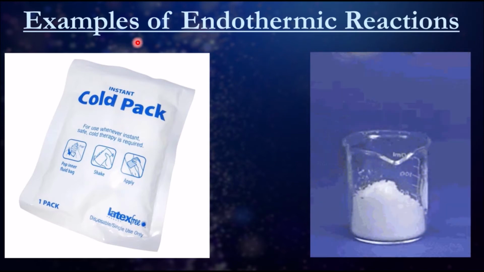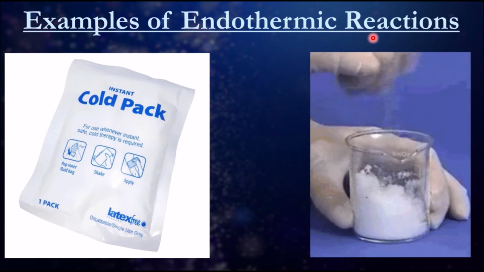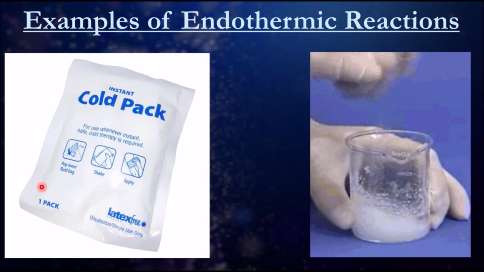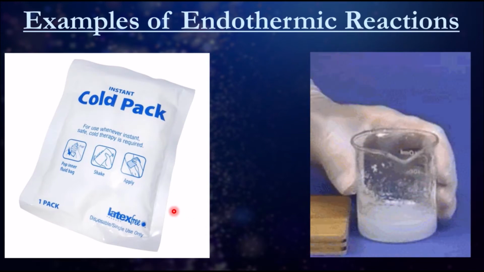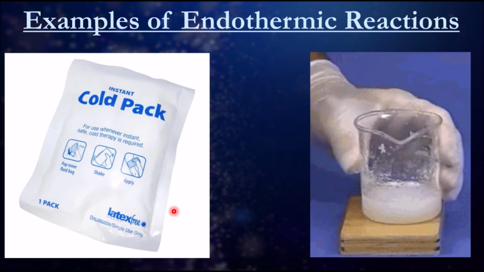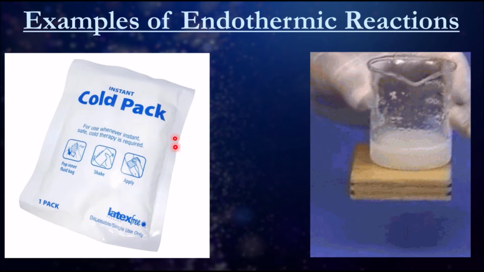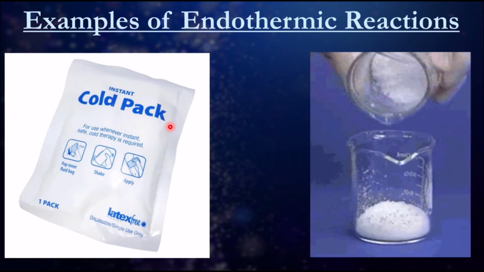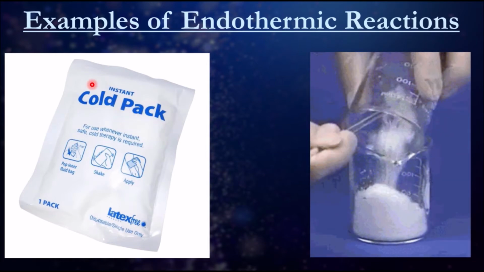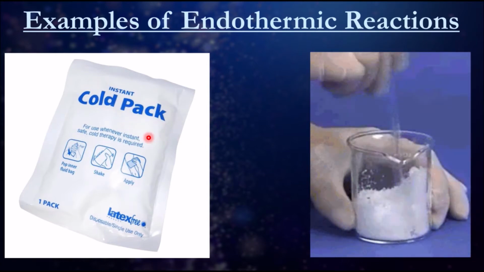Firstly though, let's look at some examples of endothermic reactions. We have an ice pack. When you break it apart, we can see it gets colder, and that's because we're causing a chemical reaction. I think it's ammonium nitrate inside of here, and that absorbs the heat energy from the surroundings, and that's how it becomes solid and cold.